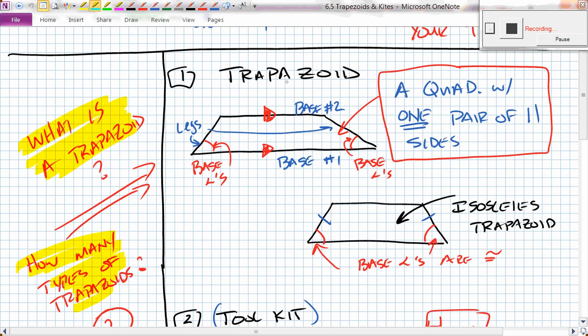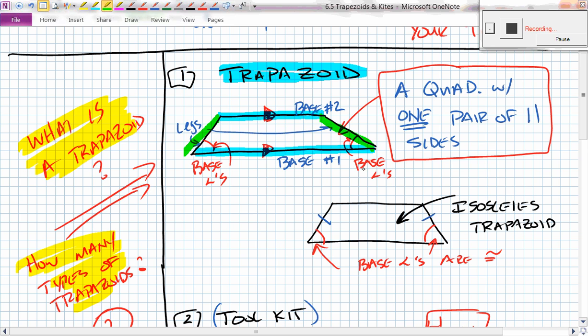We spoke about what a trapezoid is. So we have the definition of a trapezoid. It's a quadrilateral with one pair of parallel sides. So here is the picture. We have this side and this side are the parallel sides. We call those the bases, base 1 and base 2, and then the segments on the end are called the legs. So this is a leg, and then this is a leg.